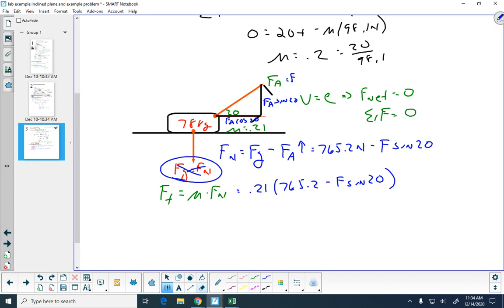Our force that's making it slide sideways, which is parallel to our surface, is F times the cosine of 20 degrees. So when I add these forces up, they must add up to equal zero. I'm just pausing to let everybody catch up here.